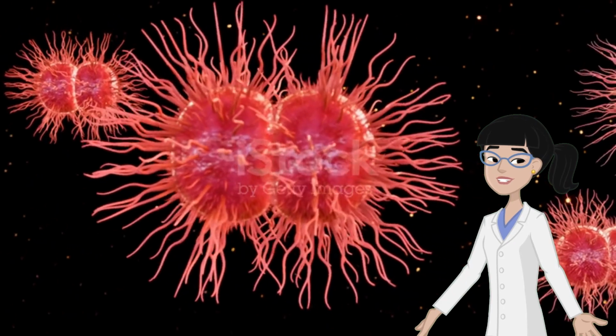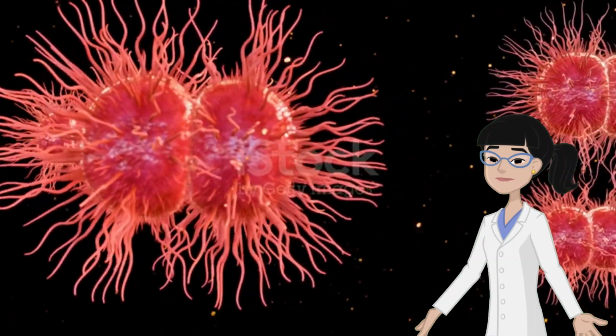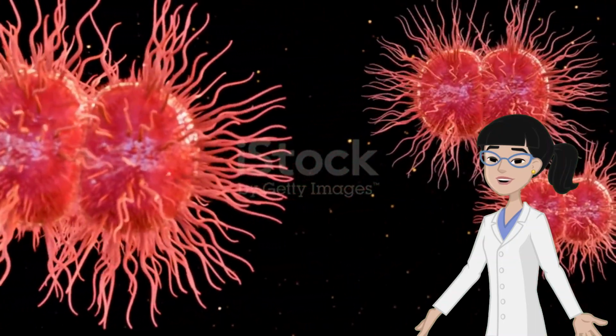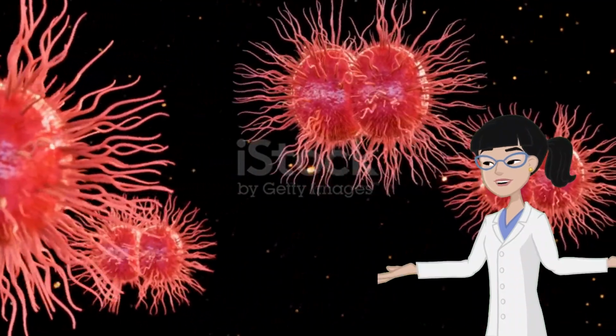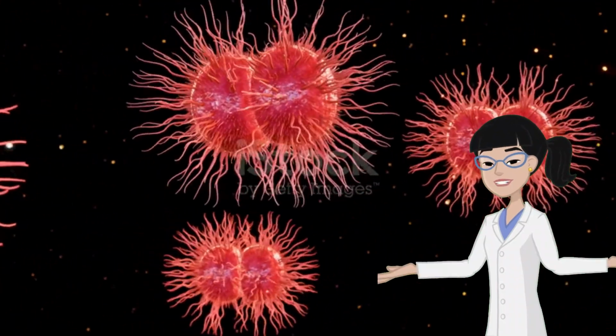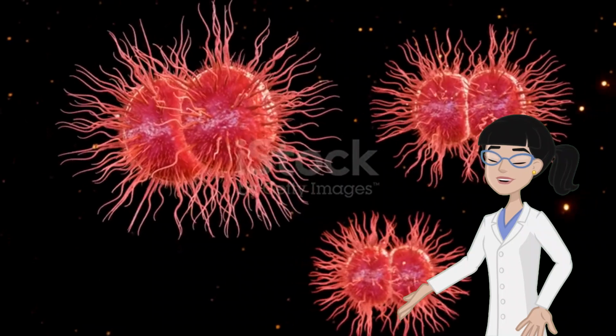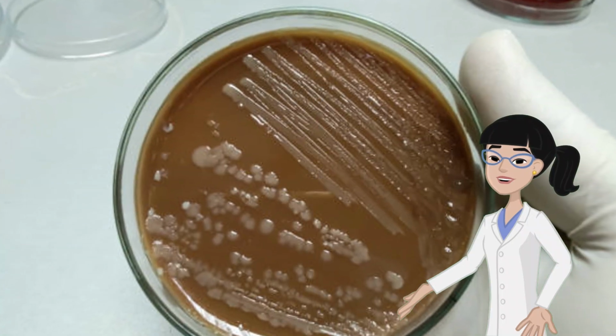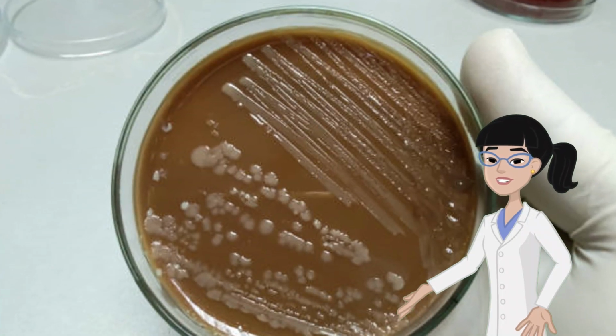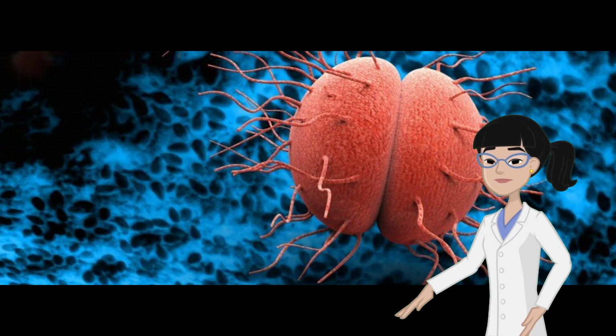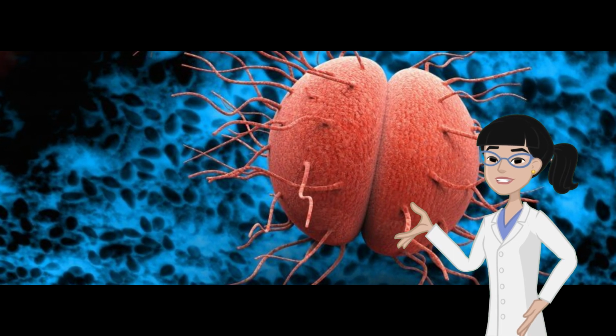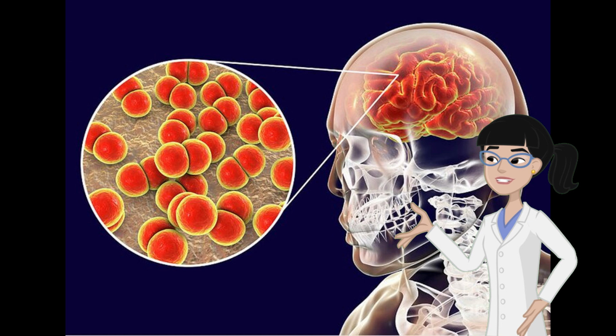Neisseria meningitidis is a gram-negative coccobacterium that typically appears as diplococci. It is also oxidase positive, and grows well on chocolate agar, which is a blood-enriched medium that facilitates better growth of the bacteria. Neisseria meningitidis can cause diseases such as meningitis and septicemia.